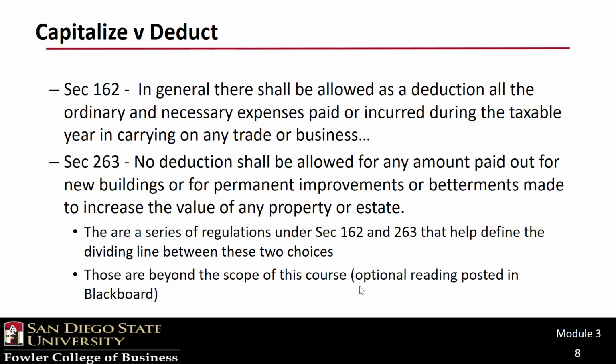The tax rules on capitalize versus deduct are a bit vague. First, Section 162, which you don't need to learn code section numbers, allows the deduction of all ordinary and necessary business expenses. We've already covered that in the last module. Section 162 also seems to give us permission to deduct everything.